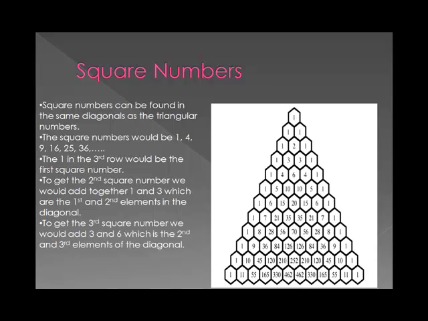The next thing we will find in Pascal's triangle are the square numbers. These numbers can be found in the same diagonals as the triangular numbers. The square numbers would be 1, 4, 9, 16, 25, and 36, and then we continue on from there. The first square number is the 1 in row 2. To find the second square number, we add the 1 in row 2 and the 3 in row 3. This would give us 4. The third square number can be found by adding 3 and 6, which gives us 9. If we were to continue this pattern of adding, we would get the square numbers in order.